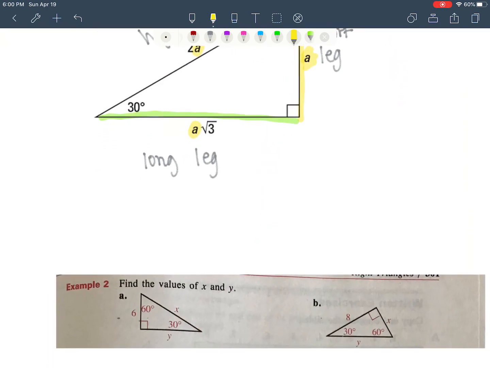Now what we're going to do is actually work this out.